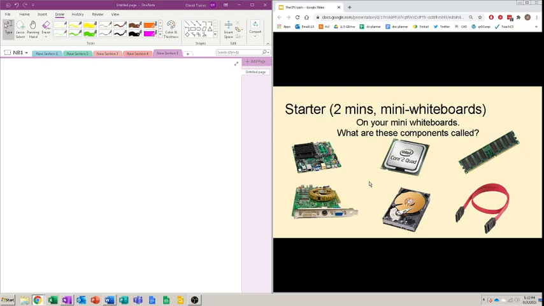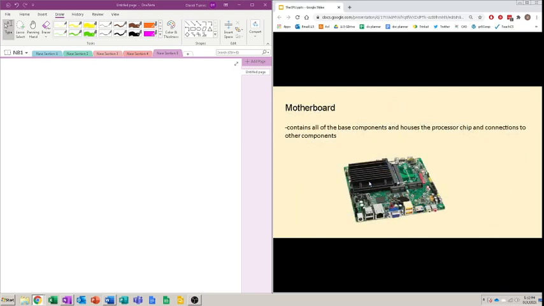Okay, so hopefully you've given those a good bit of thought and you may have seen some before. So what are they? Well, let's start off with the first one. This is the motherboard, and this contains all the core components of the computer, such as the processor chip and the connections to all the other components. This is where every important thing in the computer sits.